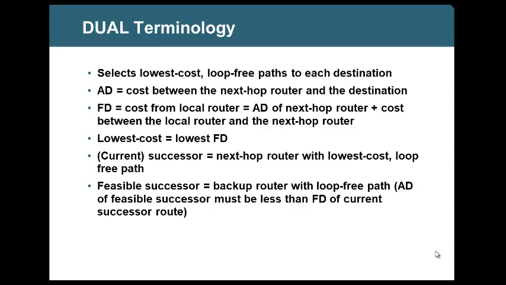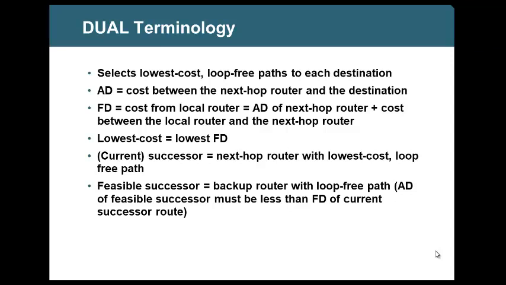Now, for a path to be a backup path, it needs to satisfy a feasibility condition, which is mentioned in that bracket in the last paragraph. What is the feasibility condition? The advertised distance of the backup path needs to be less than the successor value. In other words, the advertised distance of the path that you want to be a backup path must be less than the metric of the successor route.